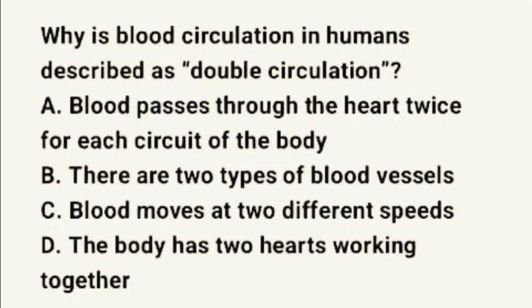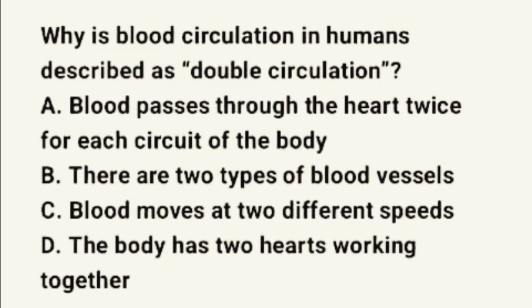Question 8 says, why is blood circulation in humans described as double circulation? Option A, blood passes through the heart twice for each circuit of the body. B, there are two types of blood vessels. C, blood moves at two different speeds. And D, the body has two hearts working together. Wow, I don't know the body has two hearts working together.